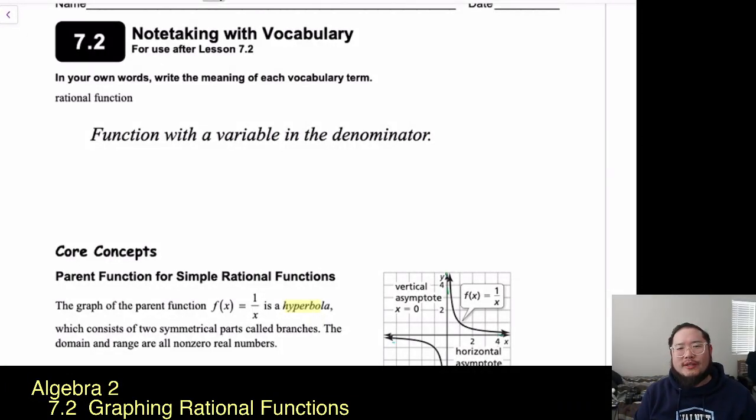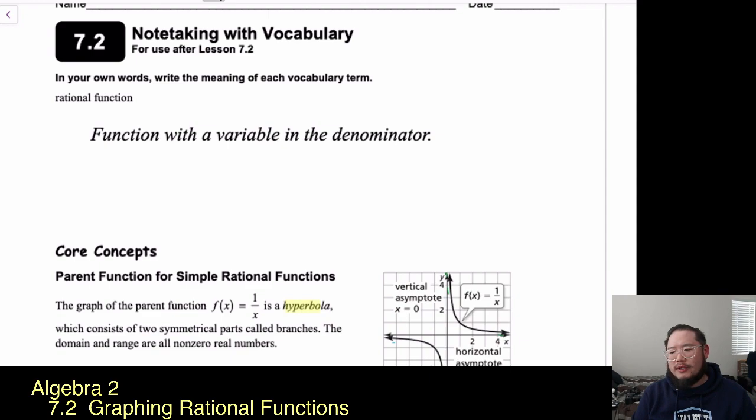Let's start 7.2, graphing rational functions. In this section, we're going to learn about a new type of function, rational functions. Remember, we talked about rational earlier in the year, and you probably learned it in Algebra 1, which is about dealing with fractions.